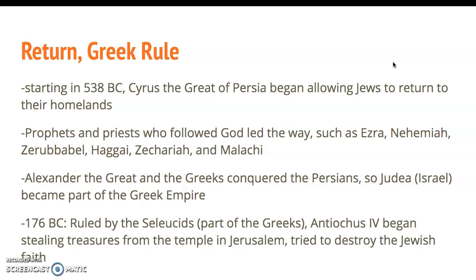Eventually, Alexander the Great and his Macedonian Greek armies conquered the Persians, so Judea, Israel, instead of being part of the Persian Empire, becomes part of the Greek Empire and changed hands a lot. In 176 BC, ruled by the Seleucids, part of the Greeks, Antiochus IV began stealing treasures from the temple in Jerusalem and tried to systematically destroy the Jewish faith. Not the first time this has happened, definitely not the last time it has happened either.